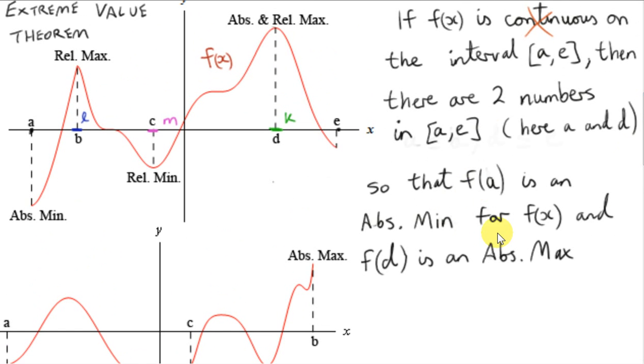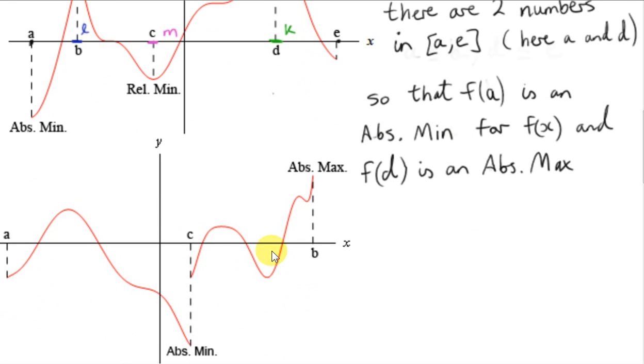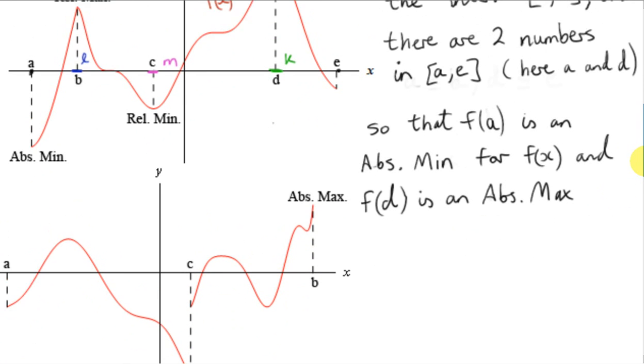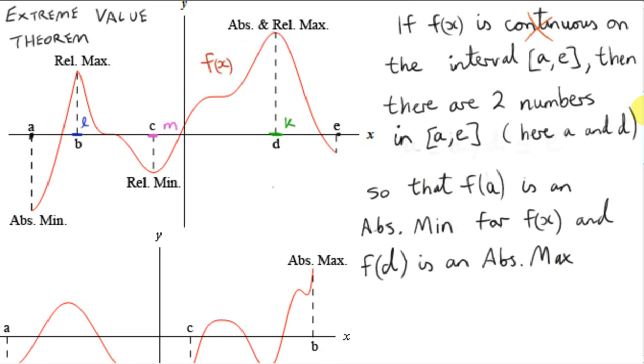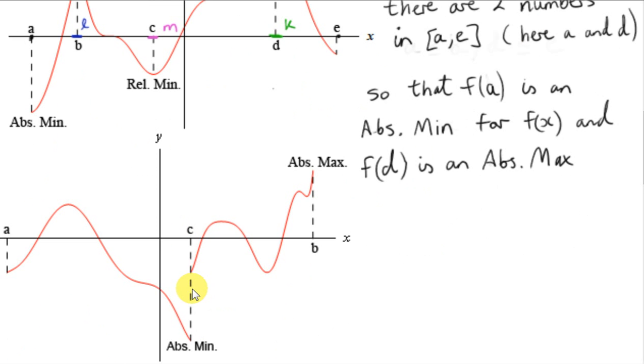So obviously the converse of this theorem is false. If we have two numbers in the closed interval a to b, one of which gives an absolute min and the other gives an absolute max, it does not follow that the function is continuous. So we can't reverse this statement. By the way, it's assumed here that f of c is this value here, so we could actually circle this value out. So f of c is equal to this value here.